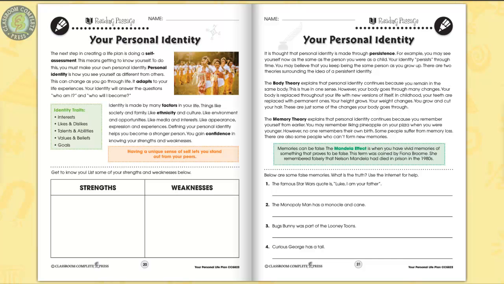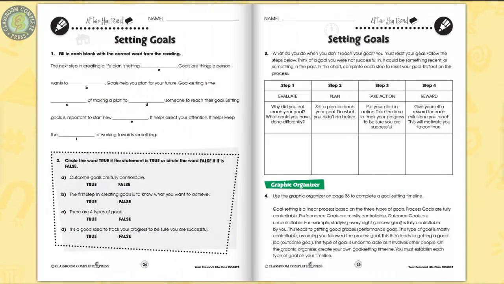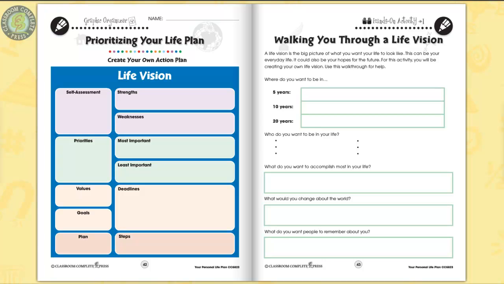Get to know your strengths and weaknesses as they relate to your personal identity. The After You Read sections include short and long questions for comprehension, followed by a graphic organizer. Get help resetting your goals with a step-by-step process. Create your own action plan as a part of prioritizing your life plan.